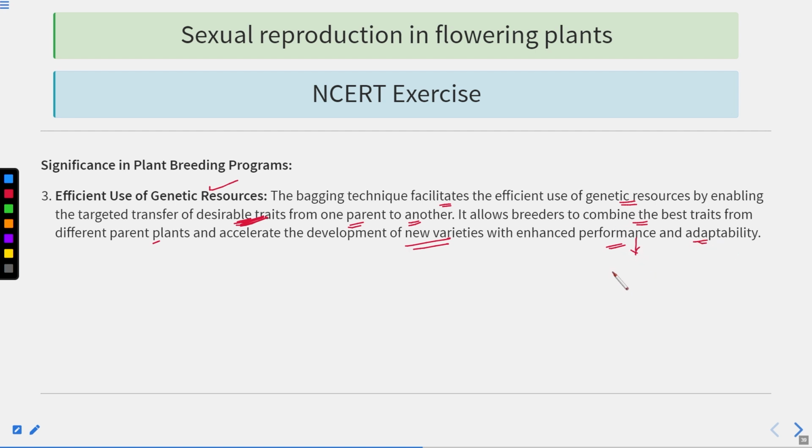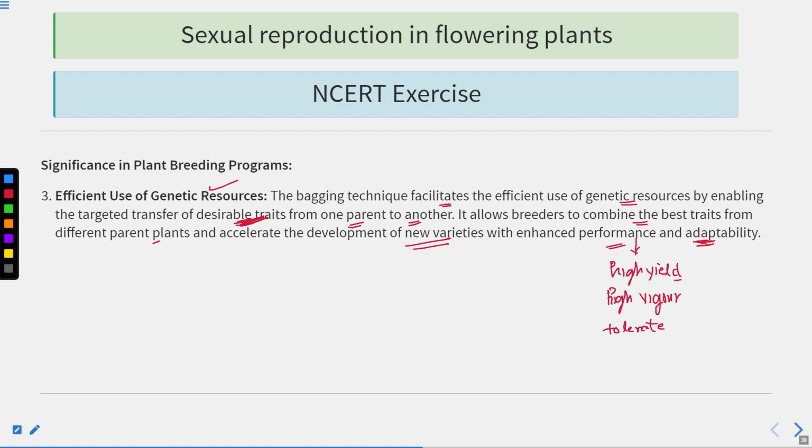Enhanced performance means they have high yield. They will be high yielding. So there is a lot of food demand. Food demand is increasing day by day. So these superior varieties will have high yield. They will have high vigor also, high plant vigor. They can easily adapt to the changing environment because they have genetic variability. Clear? They can tolerate.